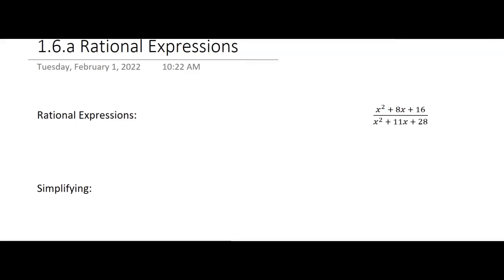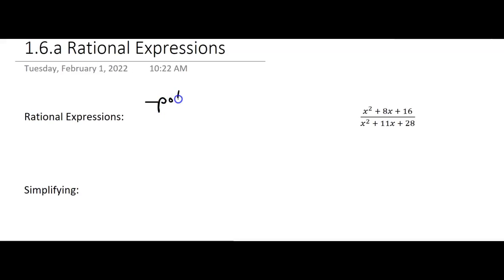So rational expressions are when you have a polynomial over another polynomial. I don't know what that extra line is there, ignore that. Okay, so that's the definition of a rational expression. So we have an example over here where you have a polynomial in the numerator and one in the denominator.